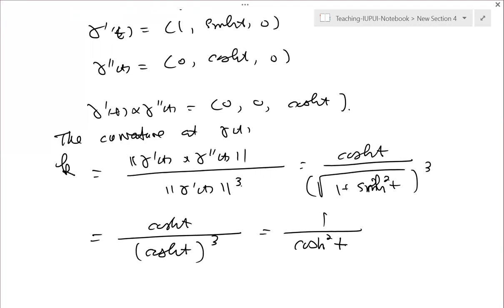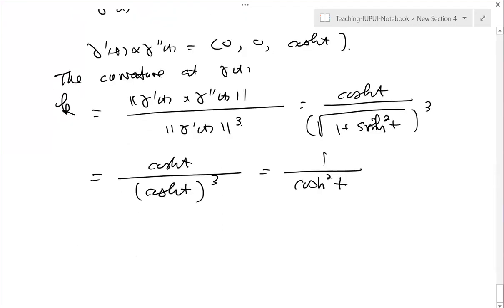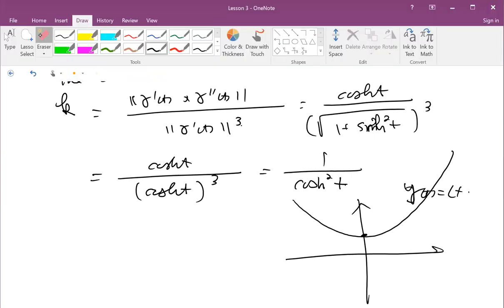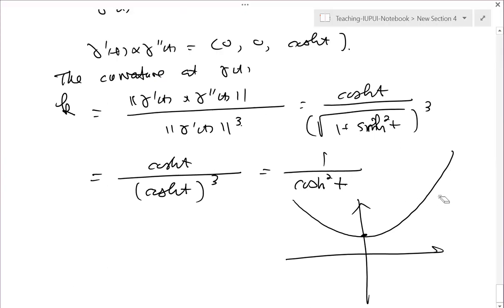So that means this is the curvature. What is this curve? Let's look at the curve when t equals 0. Gamma t equals (t, hyperbolic cosine t). It's not a parabola. This actually is the graph of y equals hyperbolic cosine x.